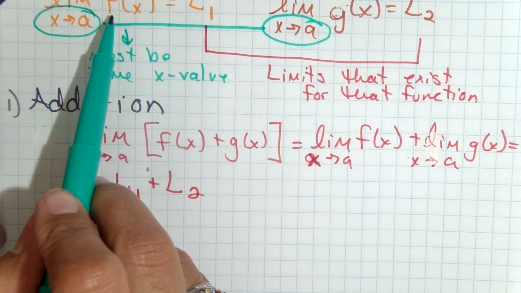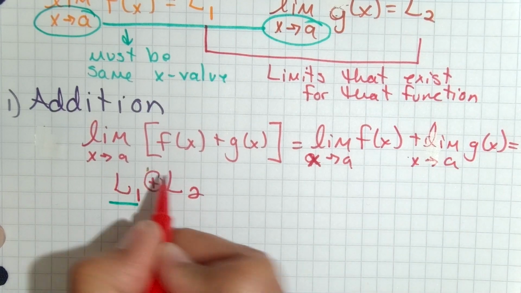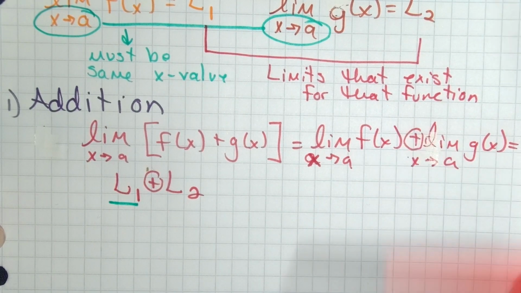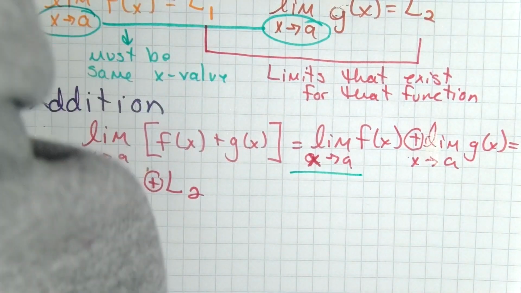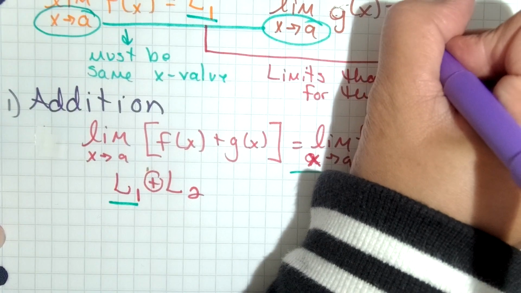So again, it tells me f of x is L1. Here's L1. Then we have addition. And then L2.